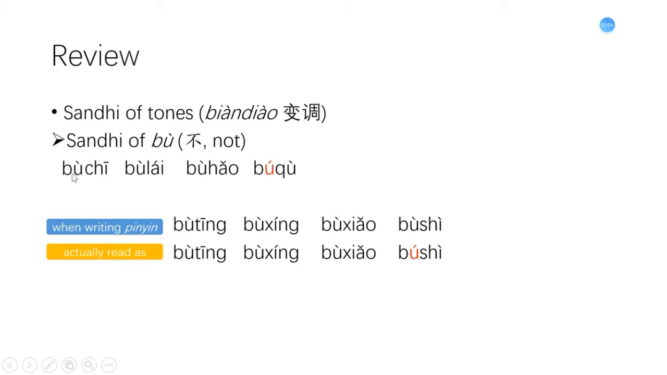So like this example, like 不吃, 不来, 不好. In these cases, 不 is followed by respectively the first tone, second tone, and third tone syllable, and there's no change in tones. But this one, we pronounce that as 不去, because this 不 is followed by another fourth tone syllable, so its tone changes to second tone. Okay, so these are the very important pronunciation knowledge concerning tones we learned in last class.